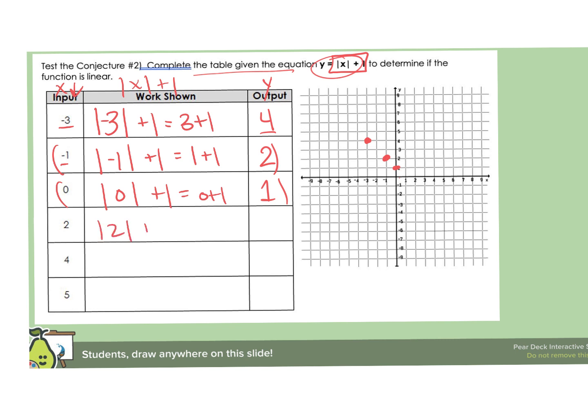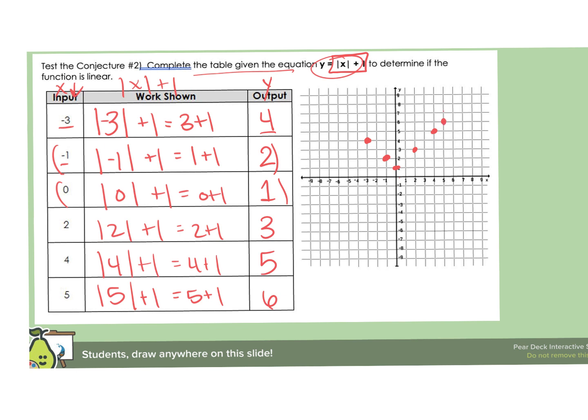Absolute value of 2 plus 1 is 2 plus 1, which is 3. The ordered pair is 2, 3. Absolute value of 4 plus 1 is 4 plus 1, which is 5. Ordered pair is 4, 5. Final one, absolute value of 5 plus 1 is 5 plus 1, which is 6. Ordered pair is 5, 6.